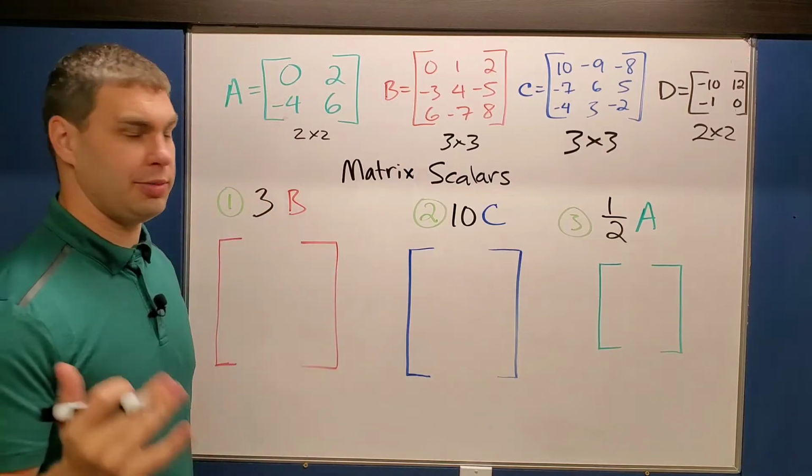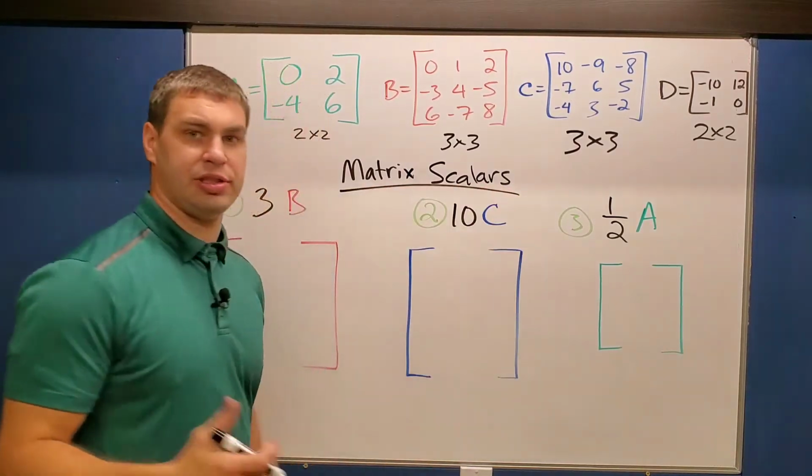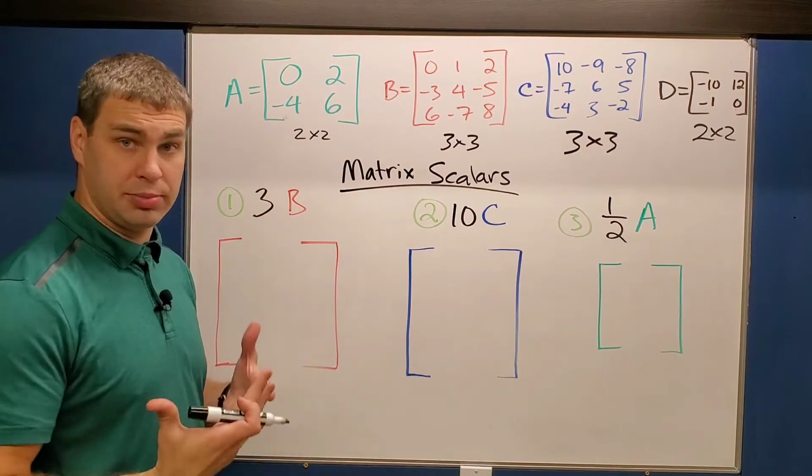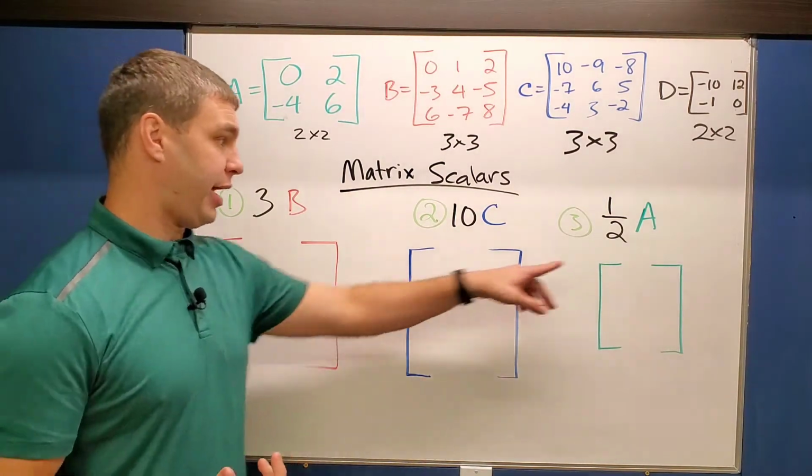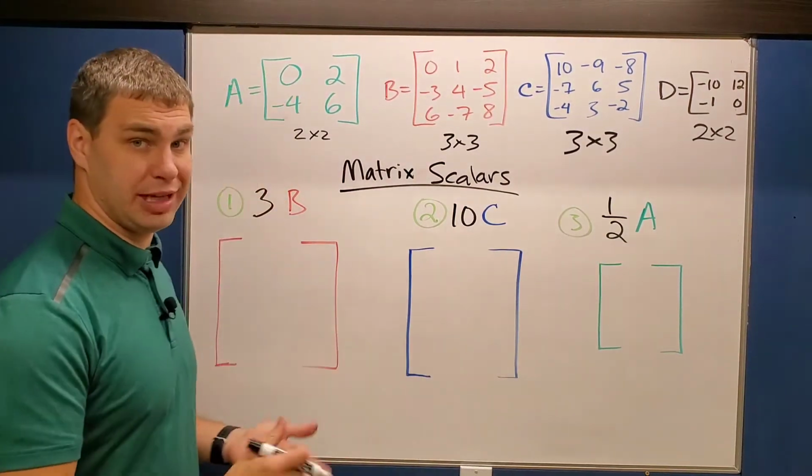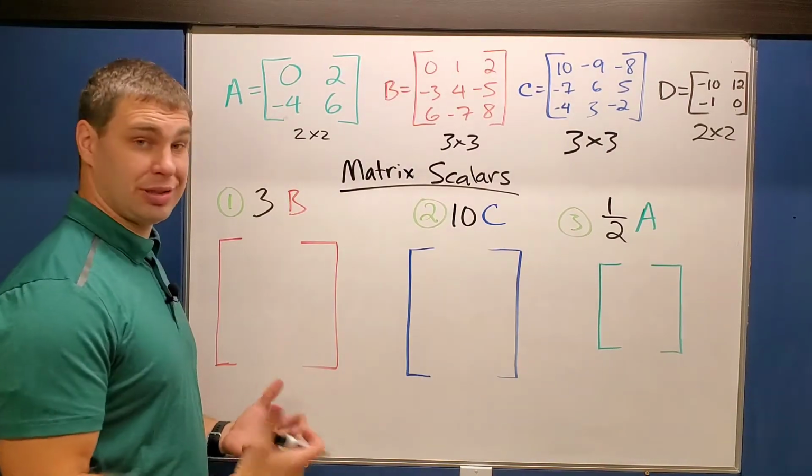All right, I want to do a quick video here about matrix scalars. And this is just a number. It can be a whole number, it can be a negative number, it could be a fraction, right? That just comes in front of a matrix. You multiply the whole matrix times that number, okay?